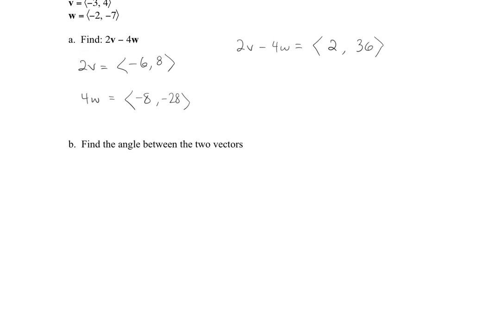Now the angle between the two vectors, that was one of the properties or the applications of the dot product. So the cosine of the angle between the two vectors is the ratio of, in the numerator, the dot product, and in the denominator is the product of the two magnitudes.